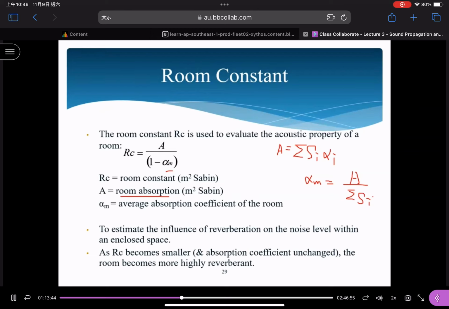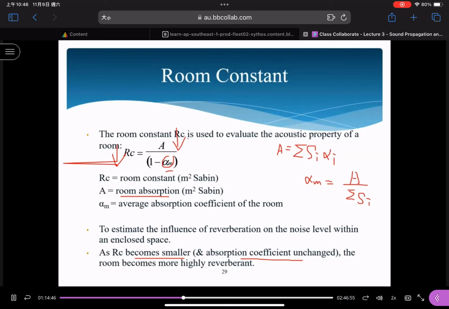We can make use of this to estimate the effects of reverberation on the noise level within an enclosed area. What is the meaning of the last statement? When RC becomes smaller and the absorption coefficients are unchanged, the room becomes more highly reverberant. What does it mean? If we keep this value constant, we do not change this one, and we decrease the value RC, what happens? The result on A would be decreased, correct? If the amount of absorption is decreased, it means that the reverberation would be more pronounced, more obvious. If we decrease the use of absorptive materials inside a room, the reverberation effects become more obvious. So this is the last statement.